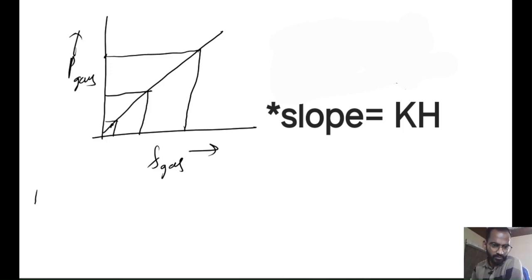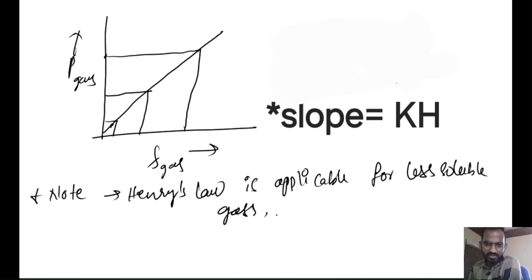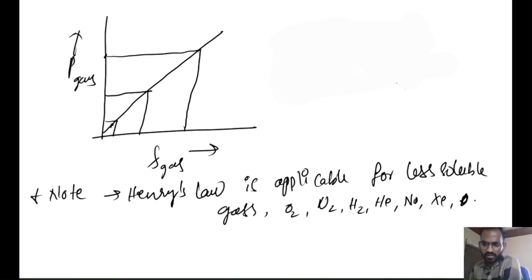One more important thing to note: this Henry's law is applicable for less soluble gases. Less soluble gases means what? Like oxygen, nitrogen gas, hydrogen gas, helium gas, neon gas, and argon. These kinds of gases only it is applicable to.